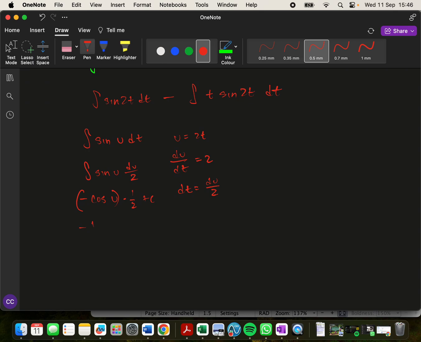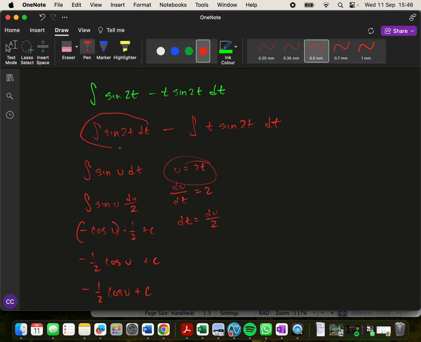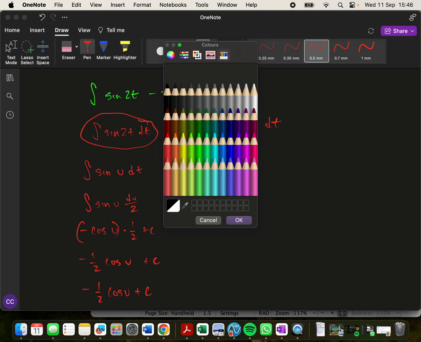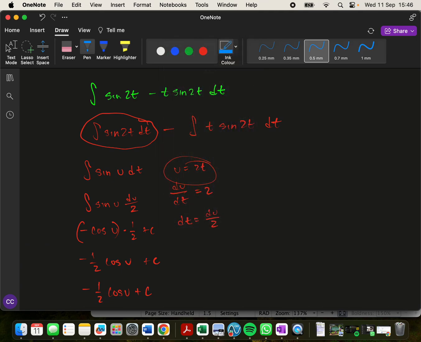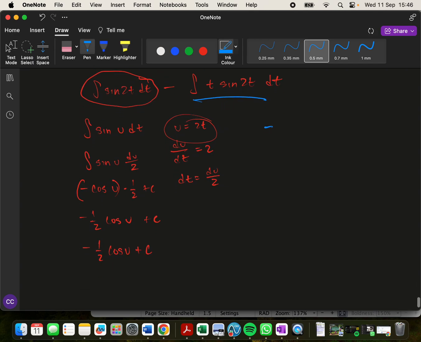So getting that all together, I get negative 1/2 cosine u plus c. And my u is 2t, so this becomes negative 1/2 cosine 2t plus c. So that is my first one here. So I've got that integral. Now, this other integral that they've given us, I can see already that's a parts problem. And we love parts problems. So to do that one, we have to figure out integration by parts.